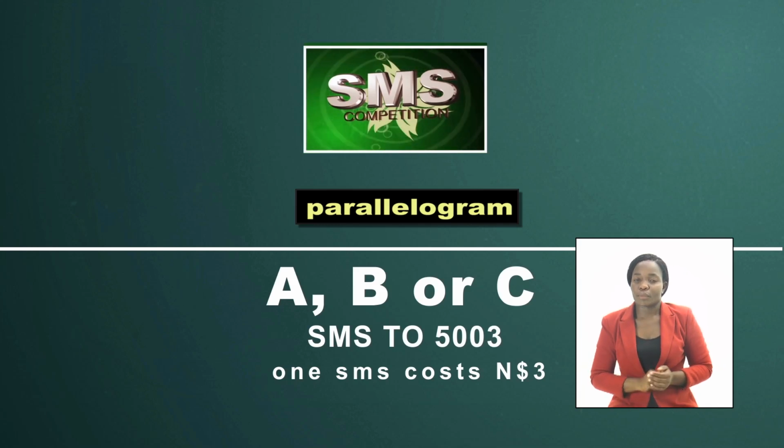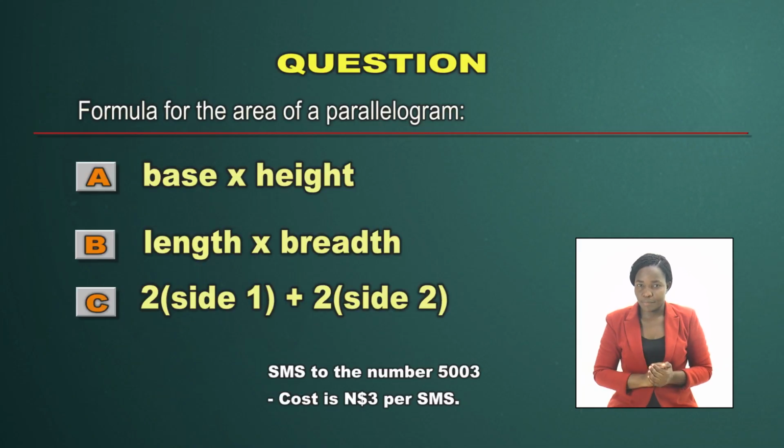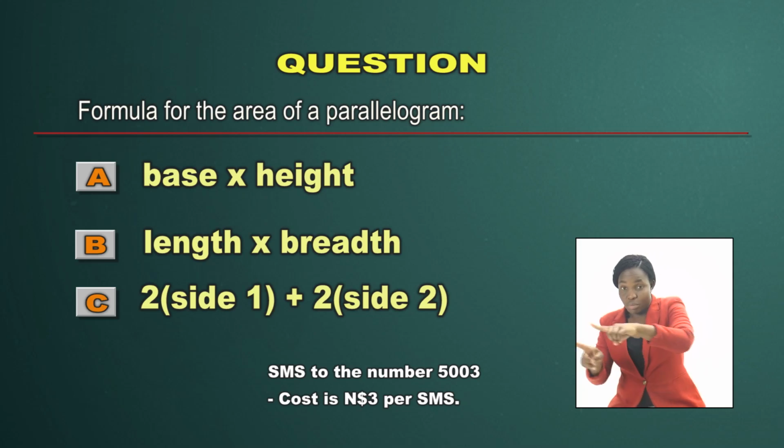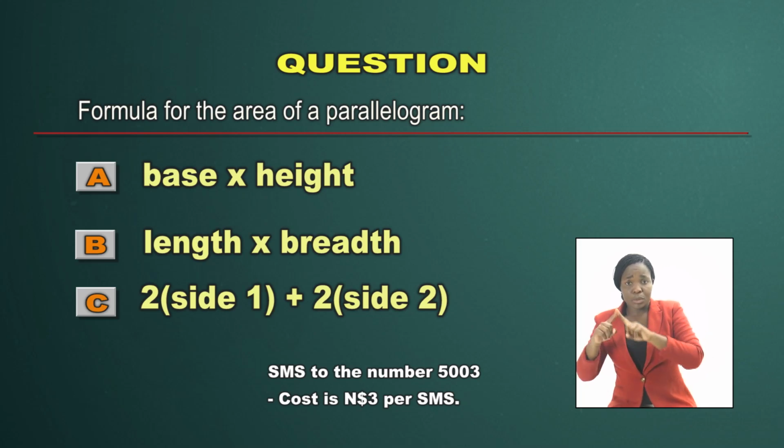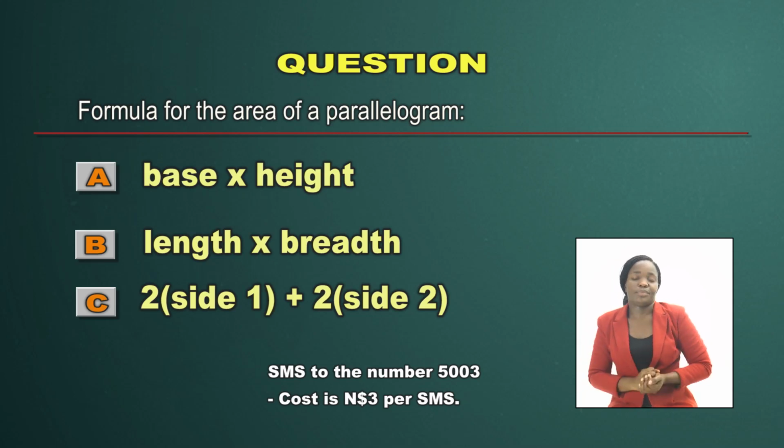The question is, what is the formula to calculate the area of a parallelogram? Is it A, base times height, B, length times breadth, or C, 2 times side 1 plus 2 times side 2? Next time, we will look at the area and perimeter of a kite.